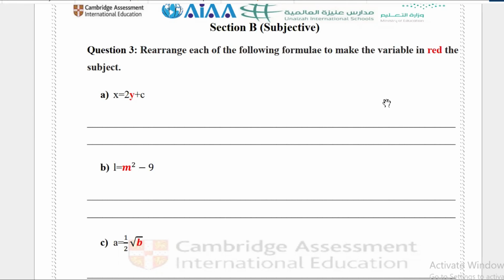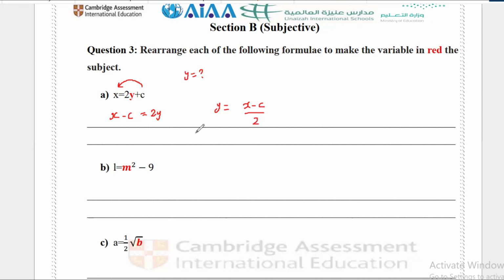Subjective portion. Rearrange each of the following formulae to make the variable in red the subject. The first question is how to make y the subject. Meaning y equals what? So our goal is to find y. We can take c from right to left, which means it becomes x minus c is equal to 2y. And as I don't want the 2, I will divide both sides, and then it gives me y is equal to x minus c over 2. So we found out y equals what.